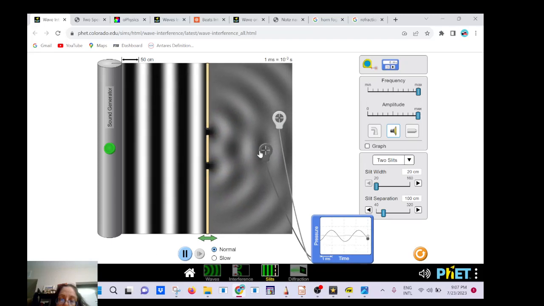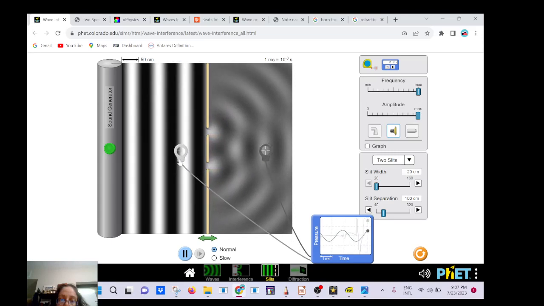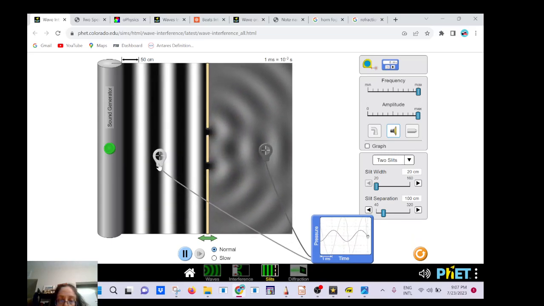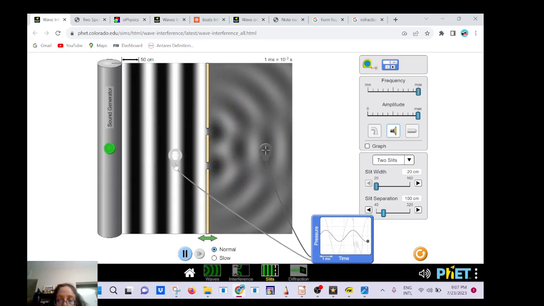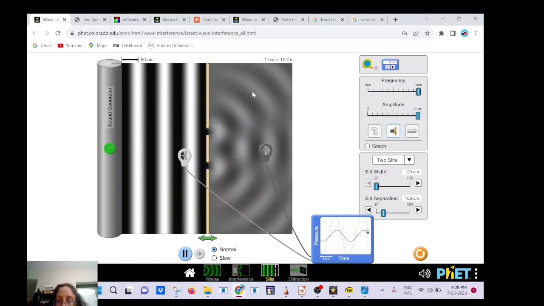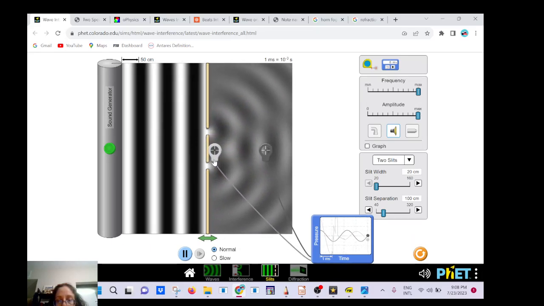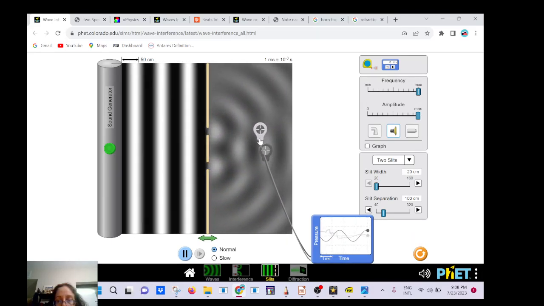Okay, so if I compare the amplitude here with the amplitude there, of course here it's going to be larger because there it's going to spread out. You also have diffraction. And if you put it here, no sound.